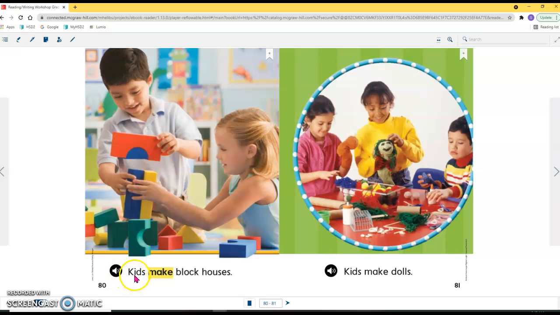My turn. Kids make block houses. Your turn. Think, read. Good. Kids make block houses. That was a tricky one. My turn. Kids make dolls. Your turn. Think, read. Wonderful.